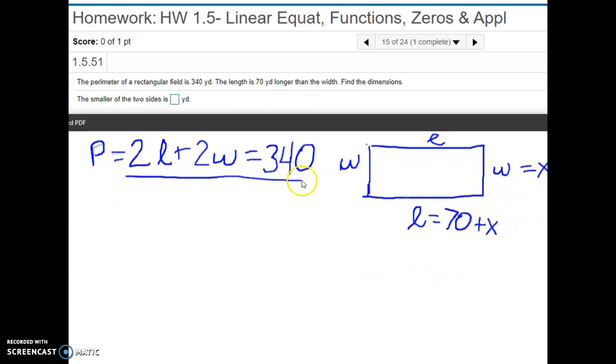So now I can go up here to this equation. So I've just focused kind of on, this is the English side. I read the words. I thought about what do I know. I needed to think about what does the word perimeter mean, and wrote down the formula for perimeter. Put this into a sentence: the perimeter is 340. I drew a picture, labeled it with my length and my width, and then just took the sentence and wrote it in the mathematical equation.